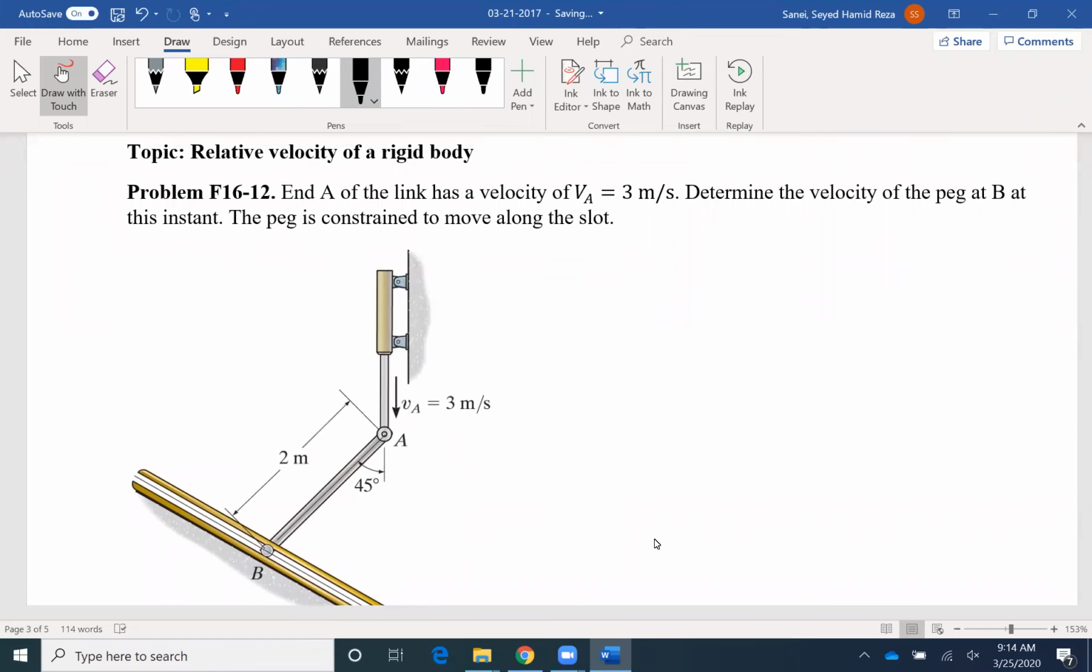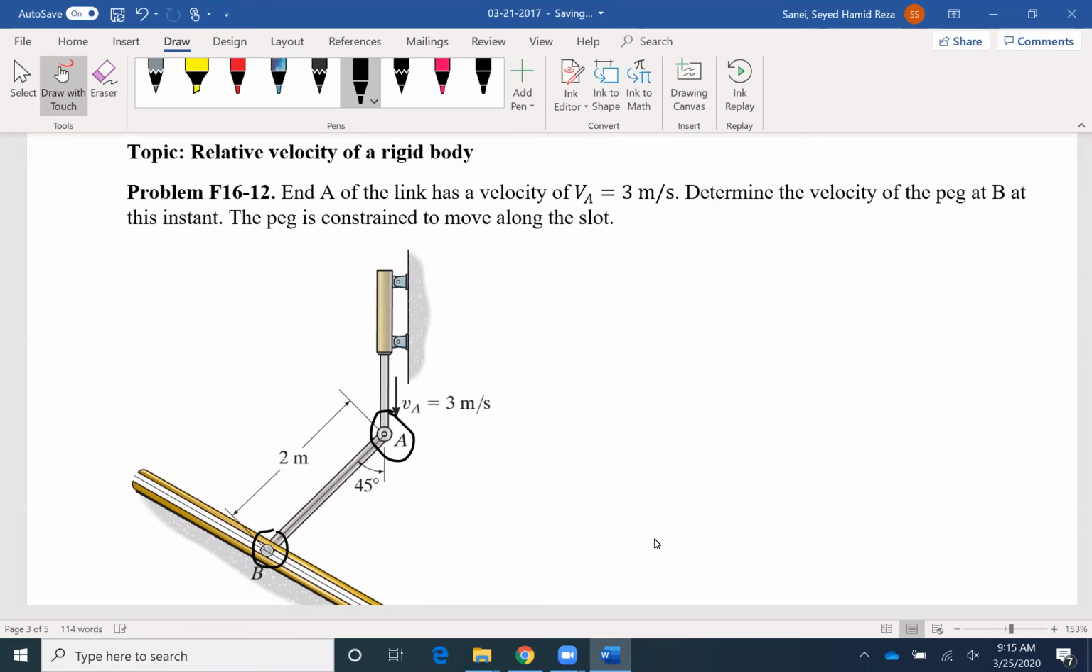That's problem 12 of chapter 16. That's part of the fundamental problems. So end A of the link had a velocity of VA, 3 meters per second. So we have the velocity of this point. Determine the velocity of the peg at B at this instant. You're going to find the velocity of B.